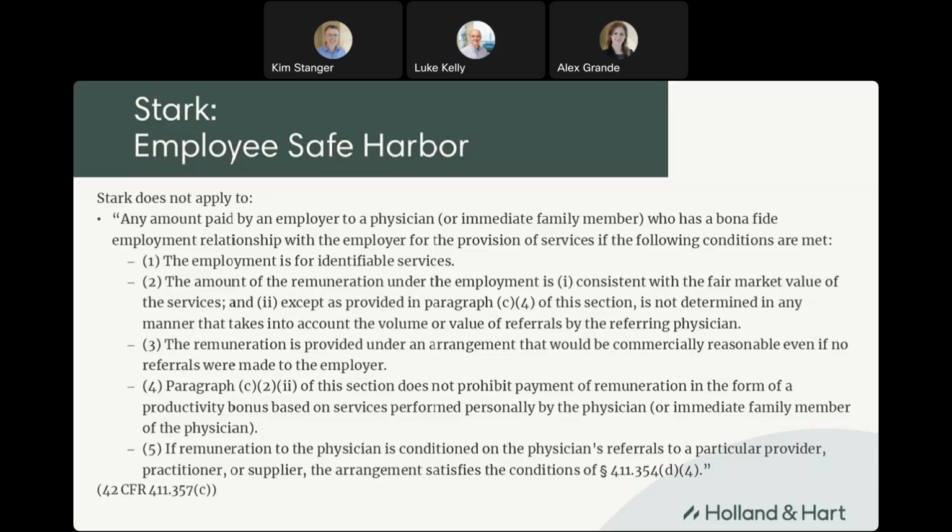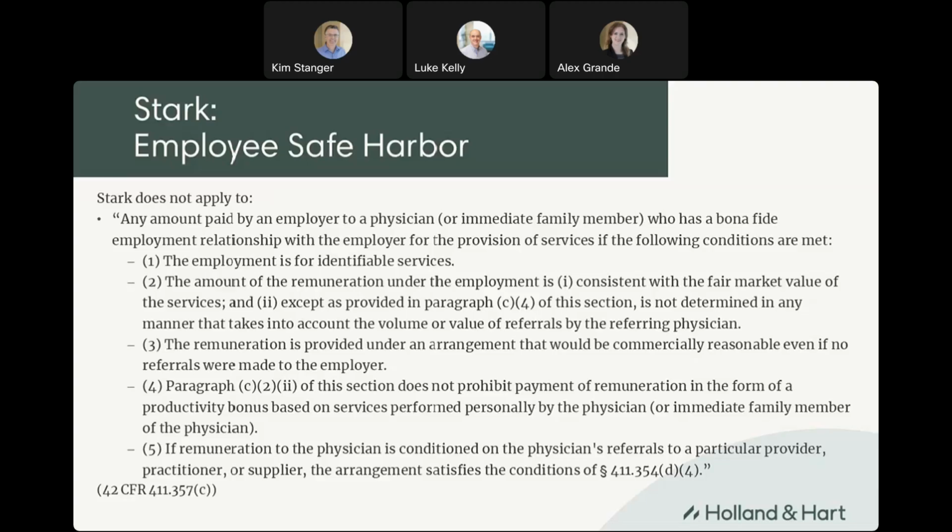It may be a situation where you may have to pay an employee more money to work in a particular location than in another location. So in that particular situation, fair market value may be higher. In other situations, fair market value may be lower because of demand or whatever it might be. So you have to really look at the particular situation. There is no safe harbor. And you need to make sure that that compensation does not vary with the volume or value of referrals for designated health services.